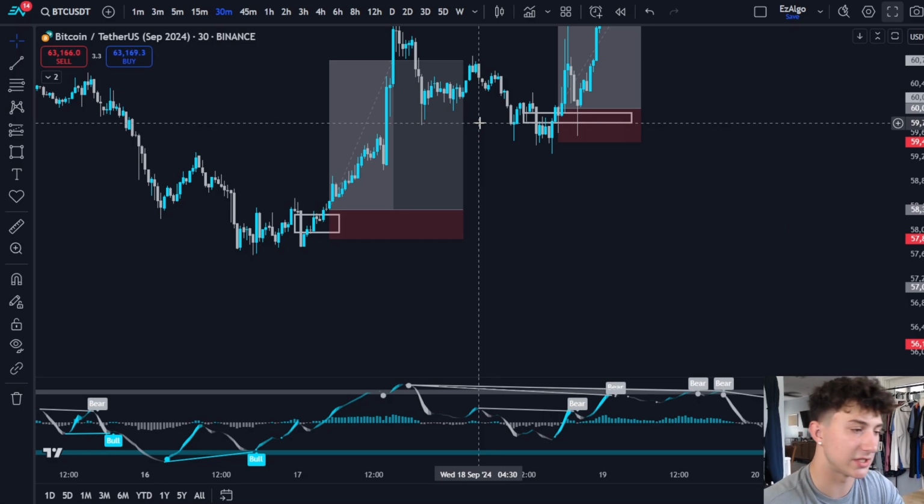I don't want you guys just taking random iFVGs whenever you see them. It's important that you see sweeps, you have your key fibs, you have your key levels to make sure your confluences are met. If you don't have your confluences met, this isn't going to be profitable in the long run, but it is a damn good entry model.